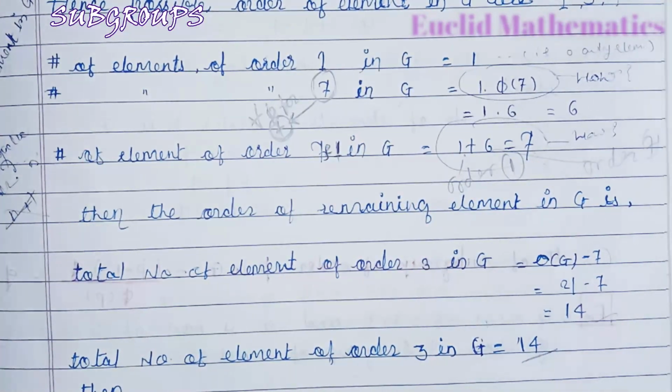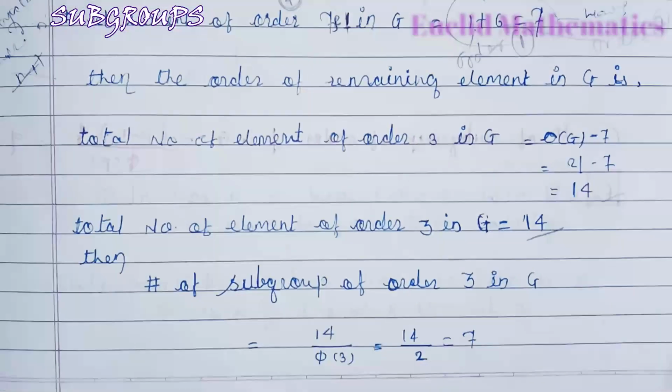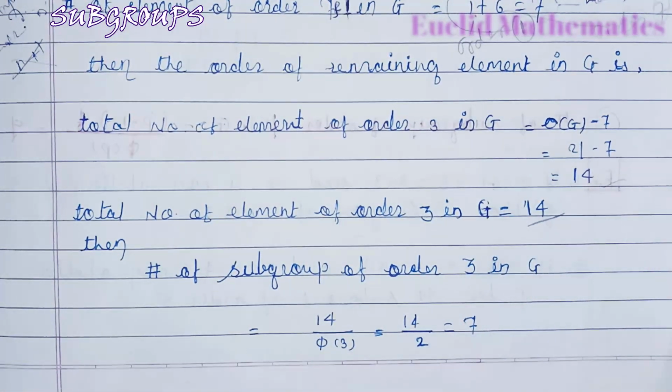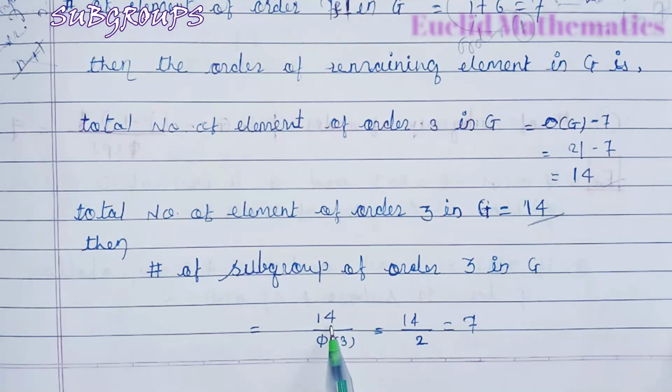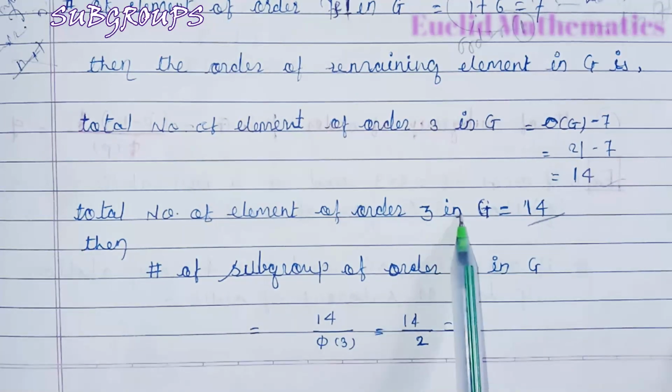Okay, and we know that for finding subgroups, we use the result: the number of cyclic subgroups of order d in G is the number of elements of order d in G divided by phi of d. So that result we are going to use here. Okay, so you can see here I want the number of subgroups of order 3 in G, which is given in the example. The number of subgroups of order 3 in G means the number of elements of order 3 in G divided by phi of 3.